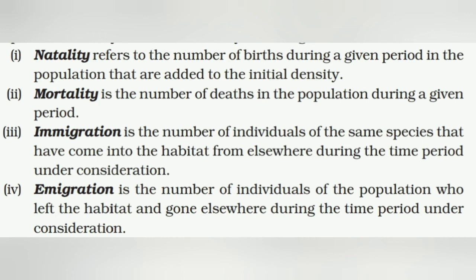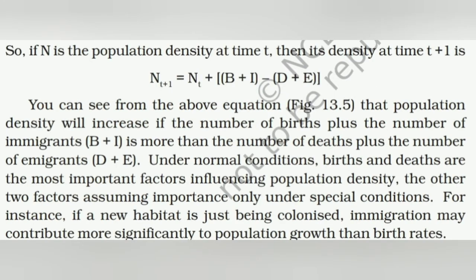So two factors add to the population density and two subtract from the population density. If N is the population density at time t, then its density at time t plus 1, N at t plus 1, will be N at t plus, in a big bracket, both added factors, B plus I, that is birth rate plus immigration, minus death rate plus emigration, D plus E.